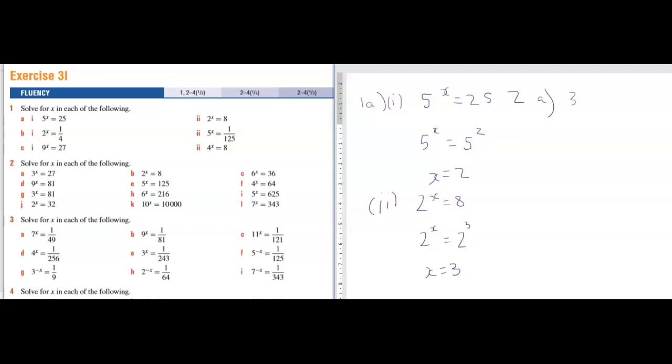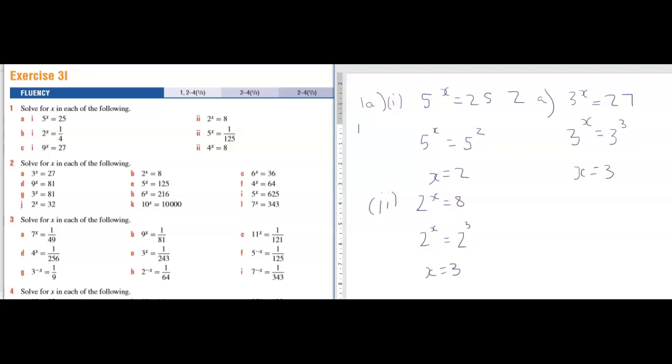Okay, so now we've got 3^x is equal to 27. So your base is 3. I'm going to rewrite 27 as a base 3. 3 to the power of what gives you 27? It's 3 to the power of 3. So this is where it helps to know your powers.